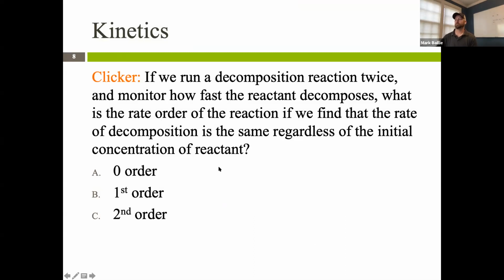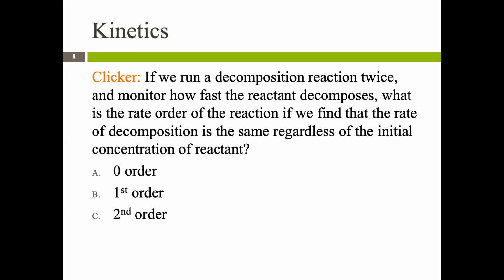Here's a conceptual question. We're going to run a chemical reaction. It's a decomposition reaction. It means that something's fallen apart. And we're going to run this reaction 2 times to see how fast the reactant decomposes. So what is the rate order if we find that the rate of decomposition is the same regardless of how much of the reactant we start with? Would it be 0 order?